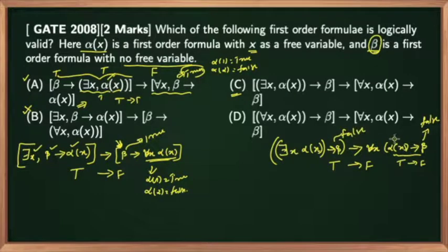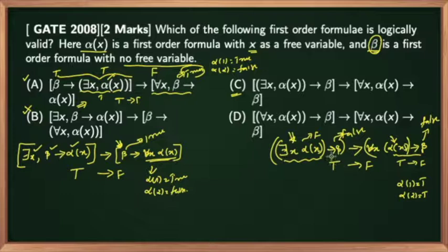So I had to make for all x alpha of x equal to true here, right? For all x, alpha of x implies beta. So I had to make all x alpha equal to true. That means alpha of 1 should be true and alpha of 2 should be true. Okay. So here beta is false, right?